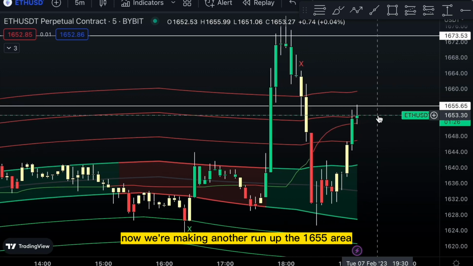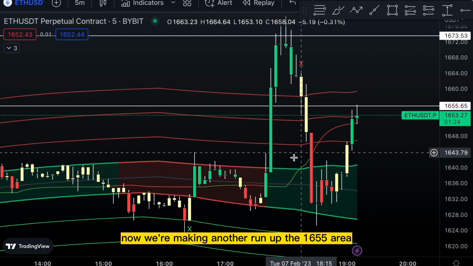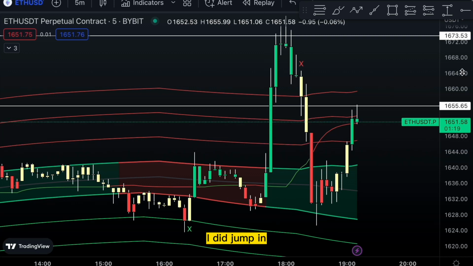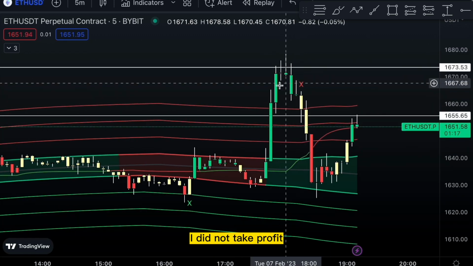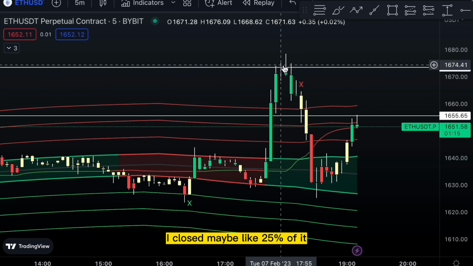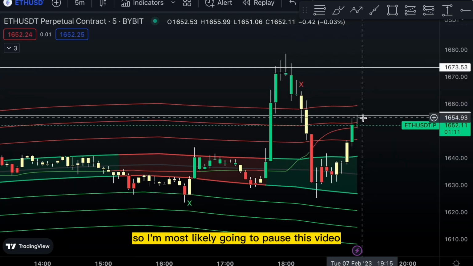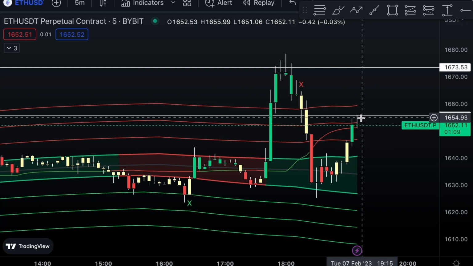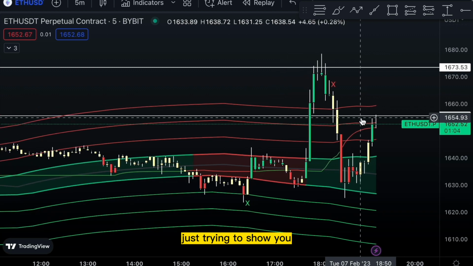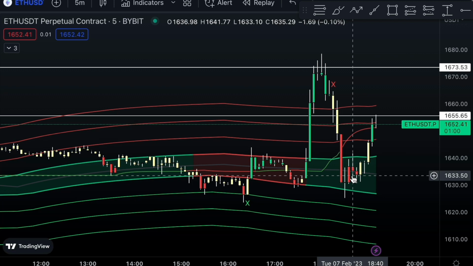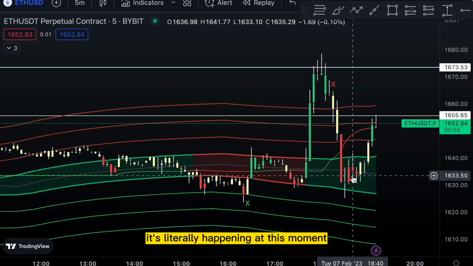Now we're making another run up to this 1655 area. I was long Ethereum at like 1645, right here. I did jump in. I did not take profit. I closed maybe 25% of it. It ended up coming all the way back down, and now I am in profit again. So I'm most likely going to pause this video and close that. But I'm just trying to show you what an actual bull trap looks like instead of just looking at an example. This is a live example. It's literally happening at this moment.